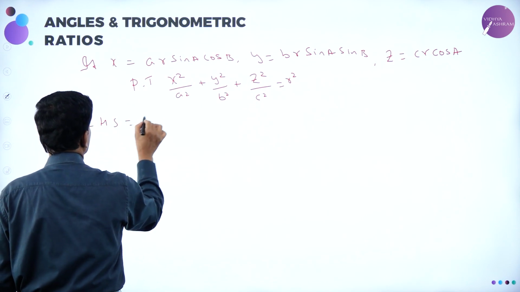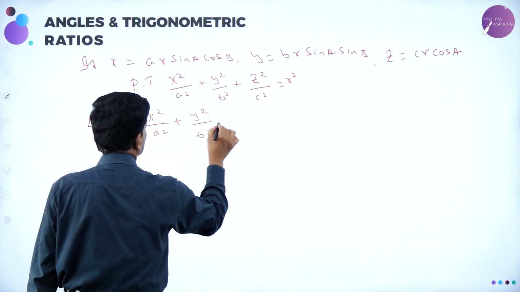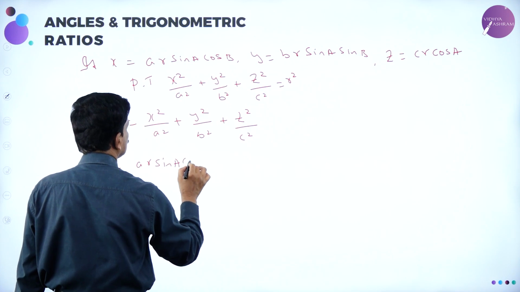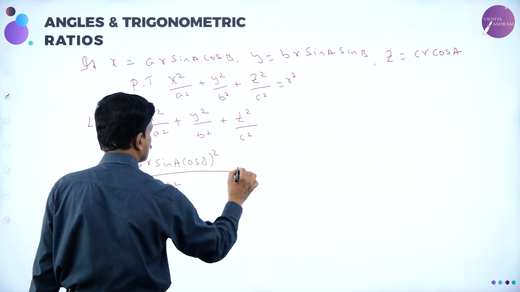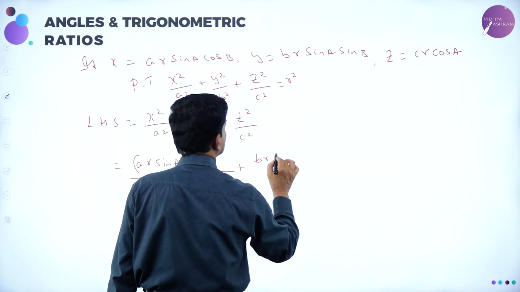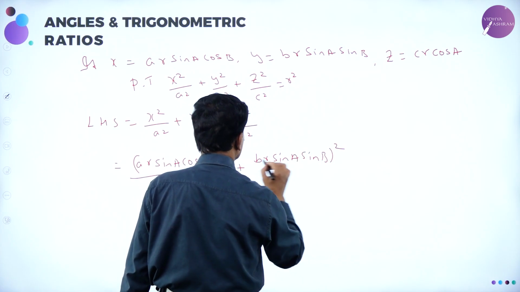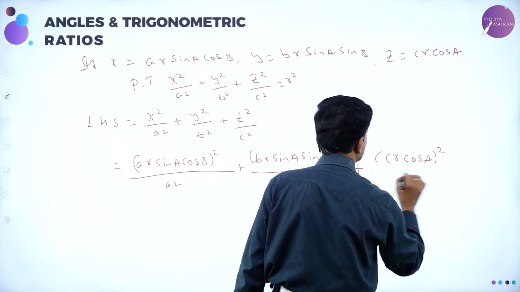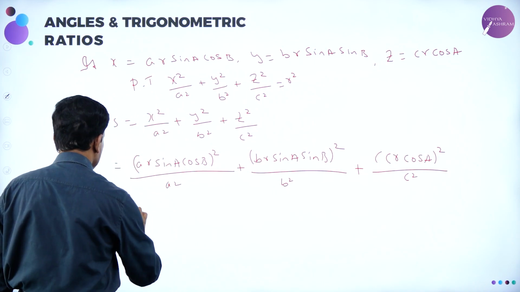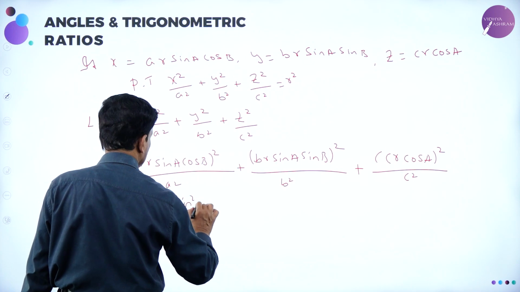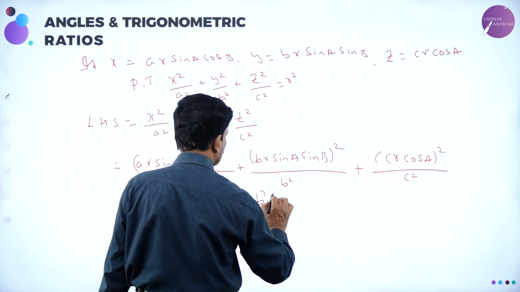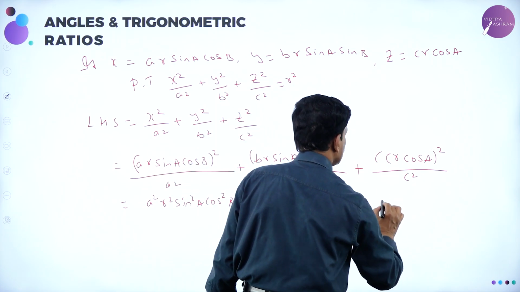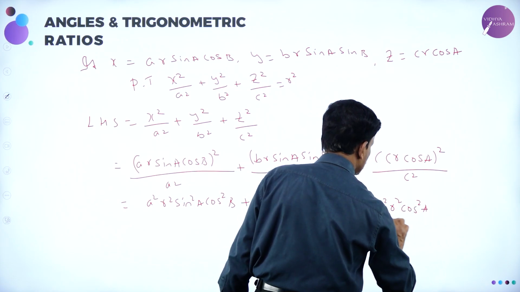Let us take LHS. What is LHS? x square by a square plus y square by b square plus z square divided by c square. Substitute x. What is x? (a into r sin a into cos b) whole square divided by a square plus y. y is equal to (b into r sin a sin b) whole square divided by b square plus z. What is z? z is (c into r into cos a) whole square divided by c square. Now, this can be written as, just square it, a square r square sin square a into cos square b divided by a square plus b square r square sin square a into sin square b divided by b square plus c square into r square cos square a divided by c square.